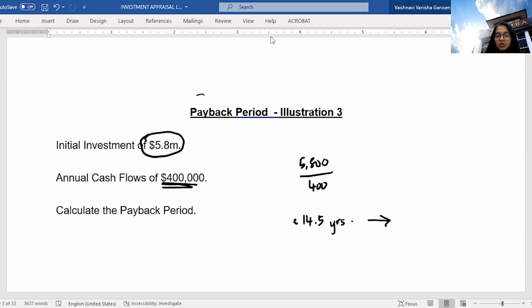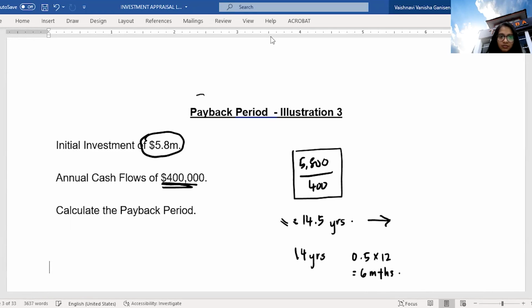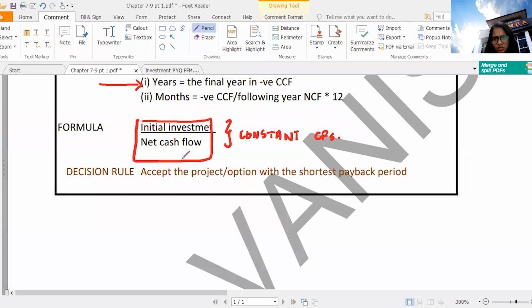But nevertheless, what I want to show you is that to do the formula method, you just take 5,800 divided by 400, you get 14.5 years. Now, if they ask you to convert this into months, it is 14 years and you take 0.5 multiply by 12, 6 months. All right. So now, it's quite simple. It's quite straightforward. There isn't anything that's actually very confusing.